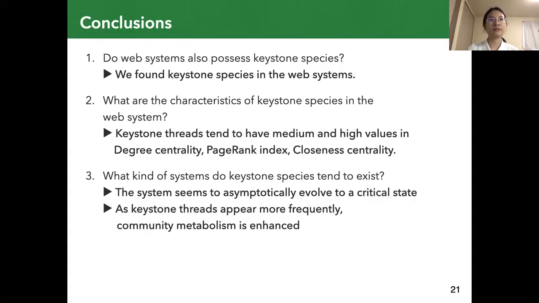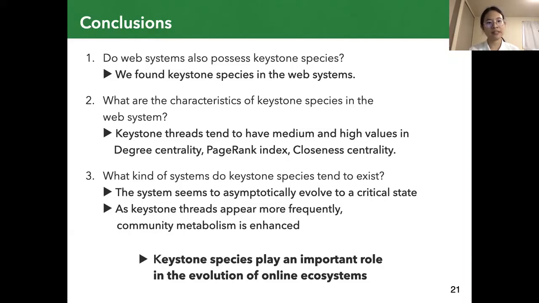In conclusion, in this study, we found keystone species in the web system, and they tend to have a high score for centralities, and these results are consistent with existing biological research. The most interesting thing is that the system seems to asymptotically evolve to a critical state, and at the same time, as keystone threads appear more frequently, community metabolism is enhanced.